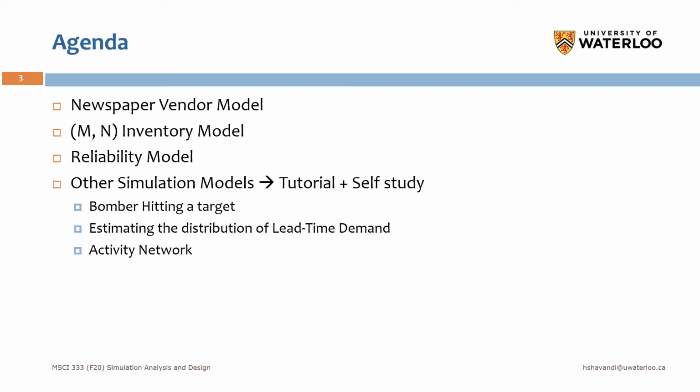We have more models here in chapter 2: bomber hitting a target, explaining the distribution of lead time demand, and also a project planning example, activity network. Some of these models will be covered in the tutorial session, and maybe as self-study, but I think they are not self-study. In the tutorial you will have all these models, but here and in chapter 5 I'm going to cover the first 3 models: newspaper vendor model, M-N inventory model, and reliability model.